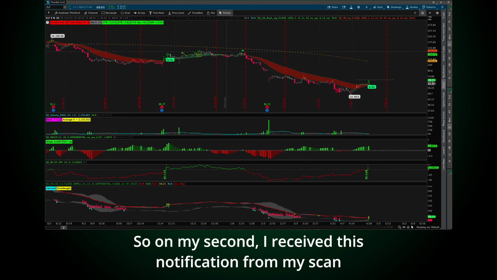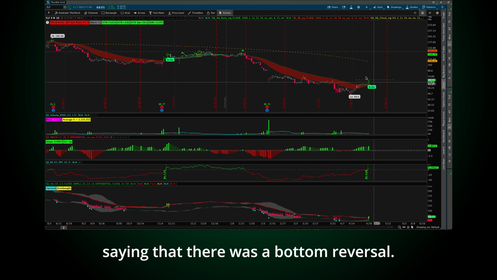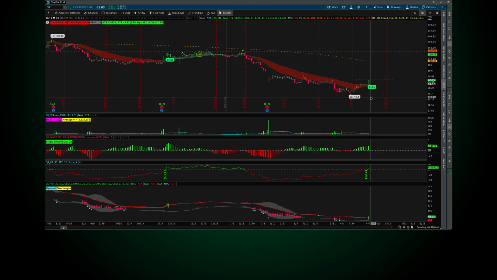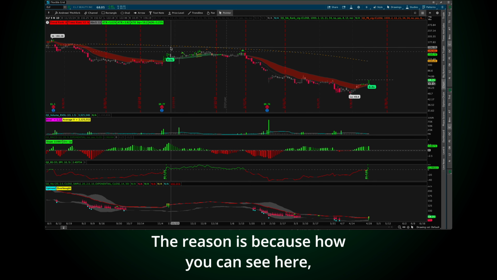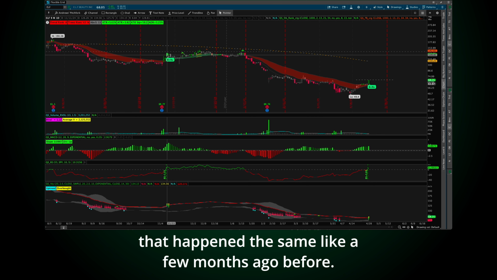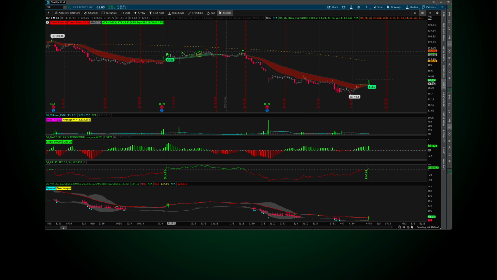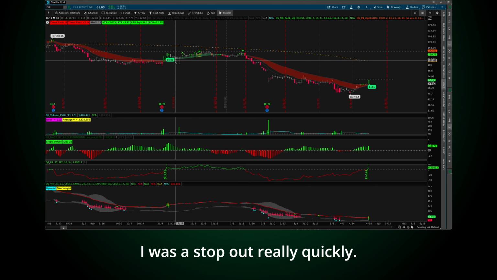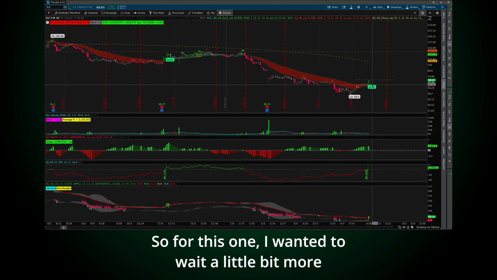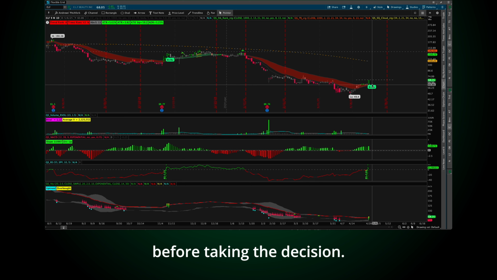So on May 2nd, I received this notification from my scan saying that there was a bottom reversal. And I didn't take this trade right here. The reason is, as you can see here, that the same thing happened a few months ago, and it was a weak pattern. I was stopped out really quickly. So for this one, I wanted to wait a little bit more before taking the decision.